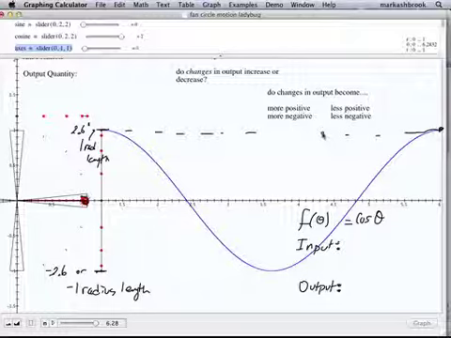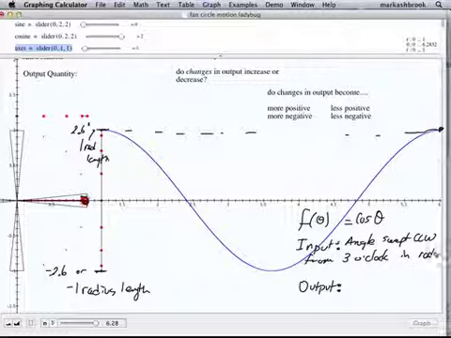Okay, so the input is? Angle swept counterclockwise. It's the same angle as before. Swept counterclockwise from 3 o'clock position in radians.